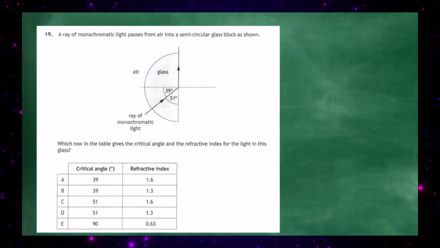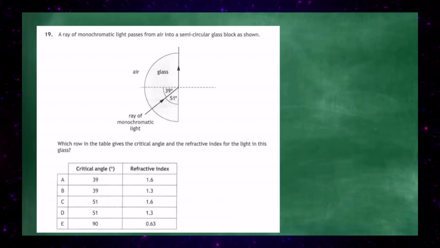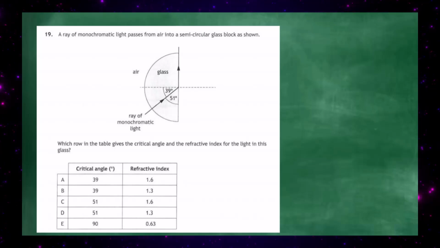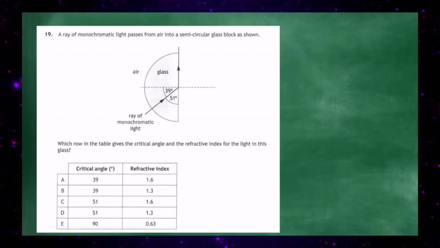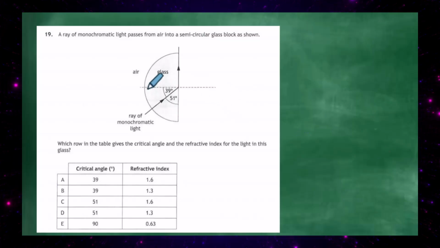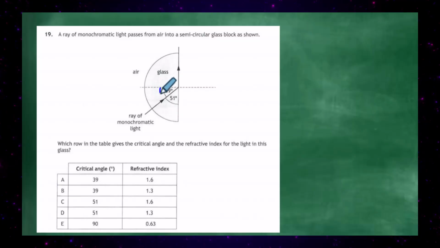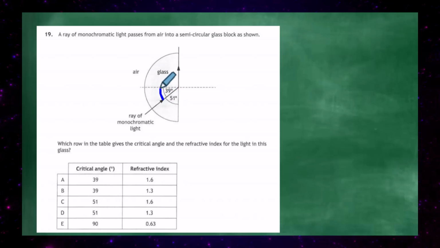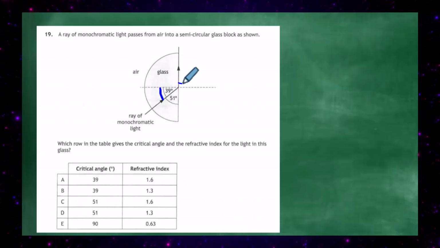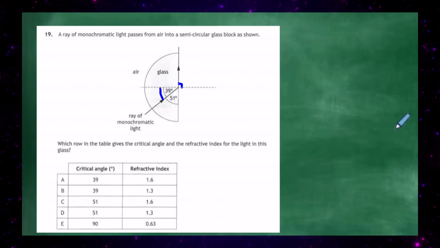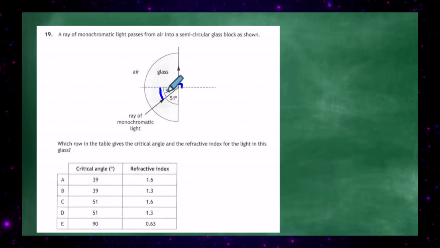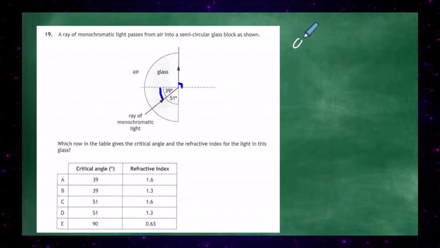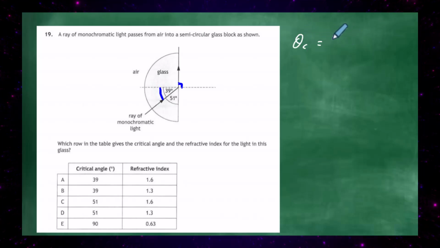Question 19. A ray of monochromatic light passes from air into a semicircular glass block as shown. I'm asked to find which row in the table gives the critical angle and the refractive index for the light in the glass. Well, we know that the angle between the ray of light inside the glass and the normal, that produces a ray of light leaving at 90 degrees to the normal, which means running across the edge of the glass, that angle is the critical angle. So right away we can say that the critical angle, theta c, has got to be equal to 39 degrees.